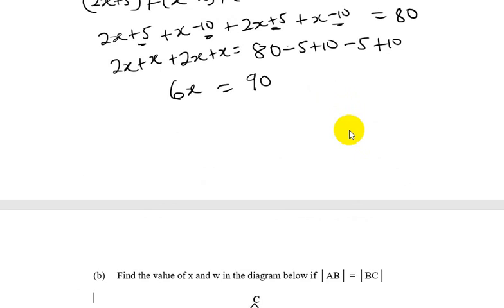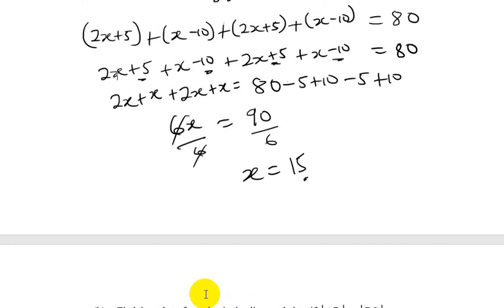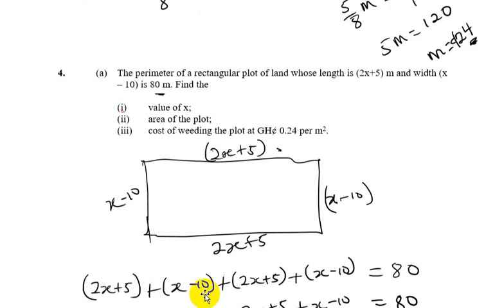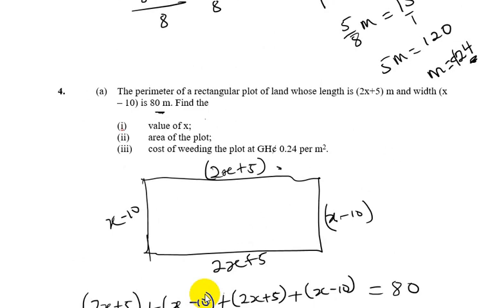So we divide here by 6 and here by 6. We get x equal to 90 divided by 6, and that gives us 15. That's the value of x as far as that question is concerned. Okay, the value of x is 15. So the B question was saying that we should find the value of x. We got 15 over there. Then we are to find the area of the plot.